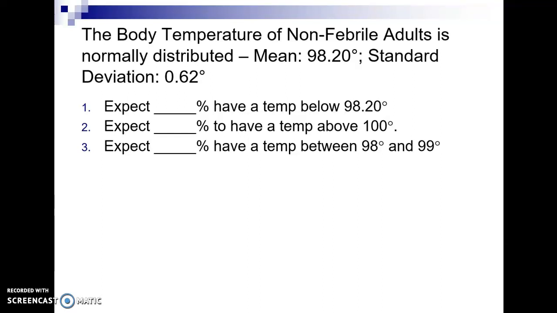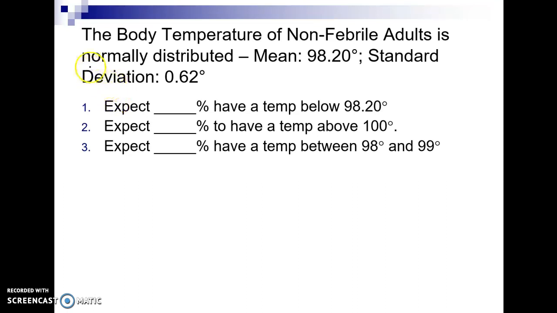Hello, we are going to look at a problem dealing with a normally distributed value, and we are going to investigate what that means. So let's take a look at our prompt. It says the body temperature of non-febrile adults is normally distributed with a mean of 98.2 and a standard deviation of 0.62. So we have some really important language in this prompt.